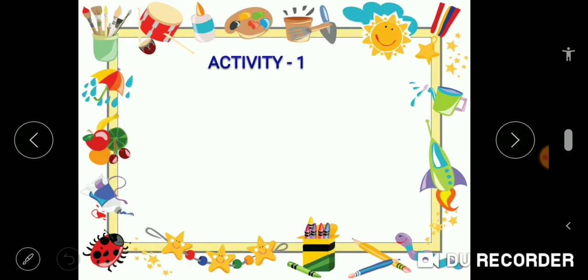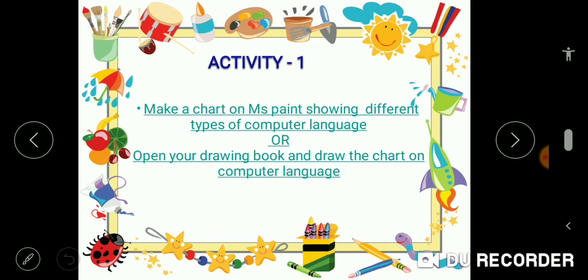Now children, here I am giving you an activity. Those who are having computers at their homes, they will draw a chart of computer language in MS Paint. Those who don't have computers, they will open drawing book and draw the chart on computer language.